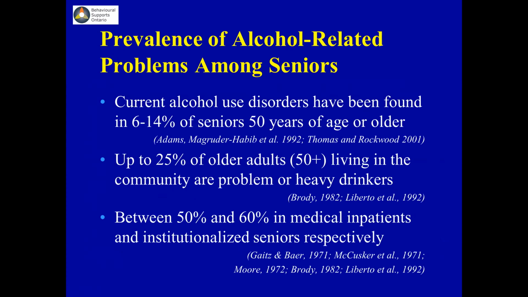When we look at more medically compromised individuals, such as medical inpatients or institutionalized seniors, we're looking between 50 and 60%. So you can see how the net we're casting is getting larger and larger depending on the definition you use. So if we use a more inclusive definition, you see more individuals with problems.